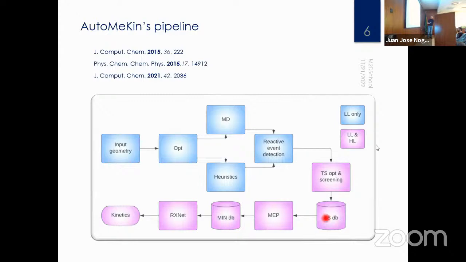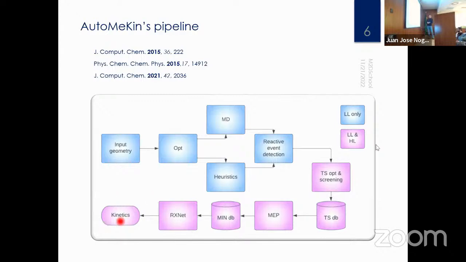But then obviously you need to connect the transition state to the reactant and the product. For that, you run minimum energy path calculations or IRC calculations to get the reactant and product connected by the given transition state. After that, you have another database with the minima. And once you have the minima and the transition states connecting them, you can build the reaction network with all the connections between the different minima through the different transition states. That's the so-called reaction network or chemical reaction network.